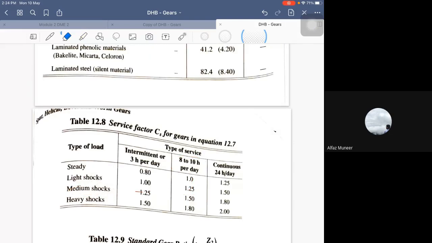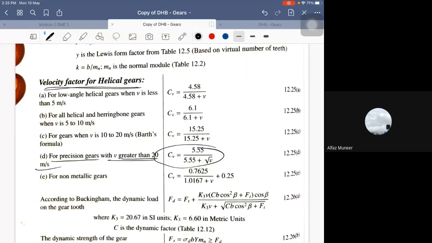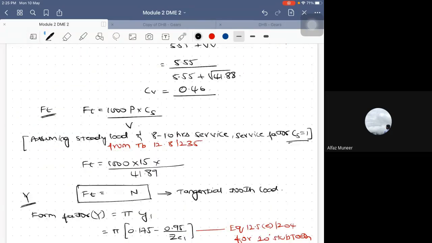Always select the value of 1 whenever there is nothing given in the problem. Take this as a standard or thumb rule. Whenever nothing is given, whether it is intermittent or continuous operation, or 8 to 10 hours, steady, medium, heavy, just take it as steady shocks with 8 to 10 hours per day operation. So you will get the value of CS as 1. I have taken the value of CS as 1 there.